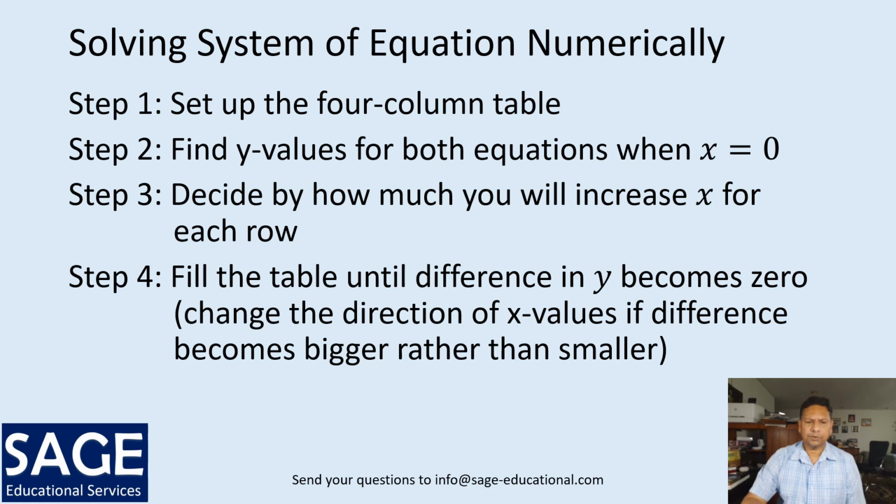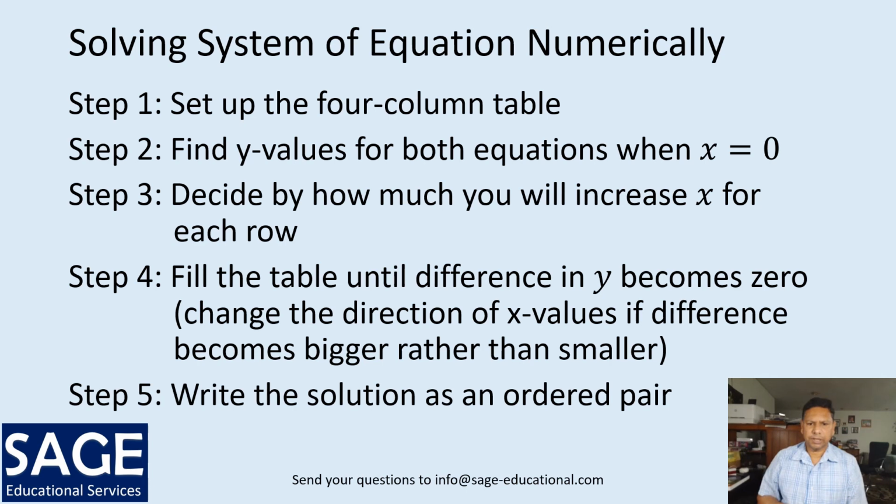Step 4 is you fill the table until difference in y becomes 0, but in case you find that the difference between y values is getting bigger rather than smaller, then you would need to change the direction of x values. So instead of increasing the x values from 0, you would start decreasing the x values from 0. And finally, you would write the solution as an ordered pair.